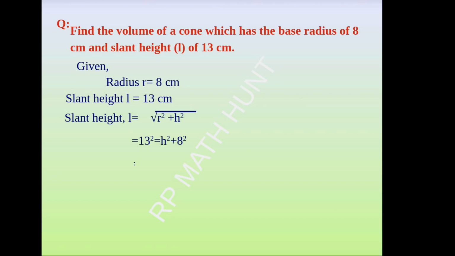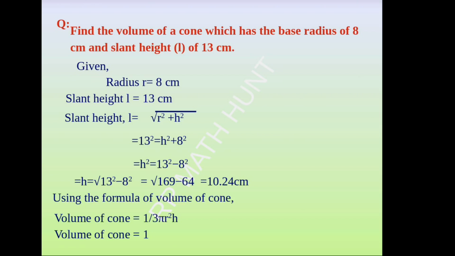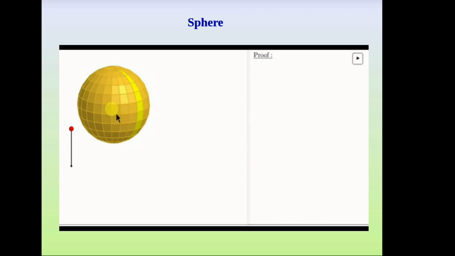h square is equal to 13 square minus 8 square. h is equal to square root of 13 square minus 8 square. That is root of 169 minus 64, is equal to 10.24 centimeters. Using the formula, volume of cone is equal to 1 by 3 pi r square h. That is 1 by 3 into 3.14 into 8 square into 10.24, that is equal to 686.25 cubic units. Now my dear children, observe the sphere on the screen.